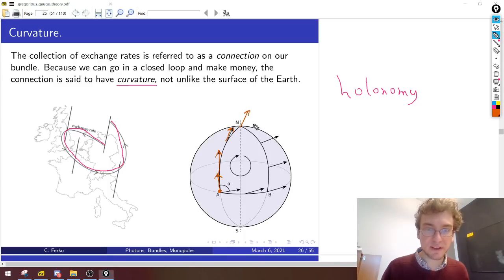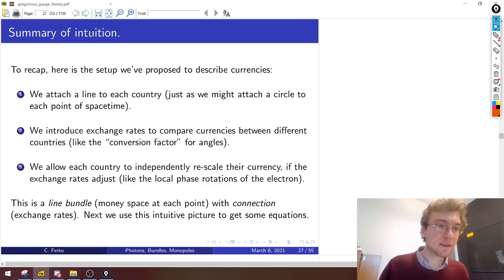So when I get to the North Pole, it's like this, then I come back down, again carrying my pole all along, keeping it in the same direction, and then I come back along this path. My pole will no longer be pointing in the same direction as it was when I started. It'll be an angle alpha rotated. So going in a closed loop and rotating a vector is very similar to going in a closed loop and making money, right? This is just a connection on what's called the tangent bundle, and this is a connection on a line bundle. And they both have curvature. Okay, good. So that's the end of the intuition of this act.